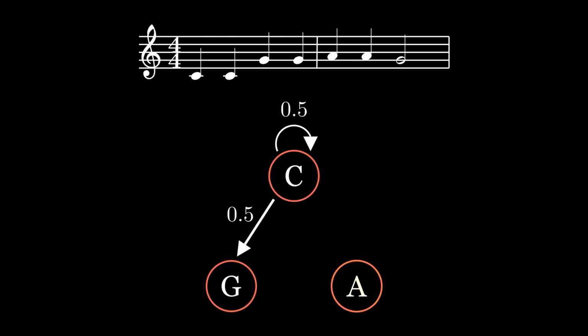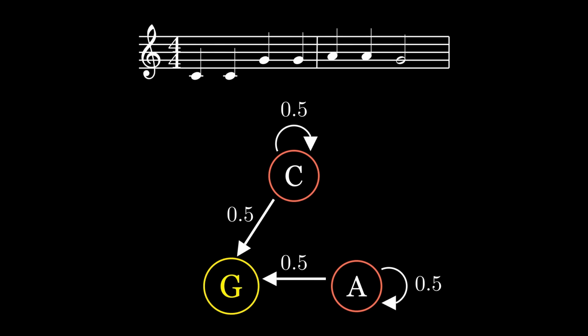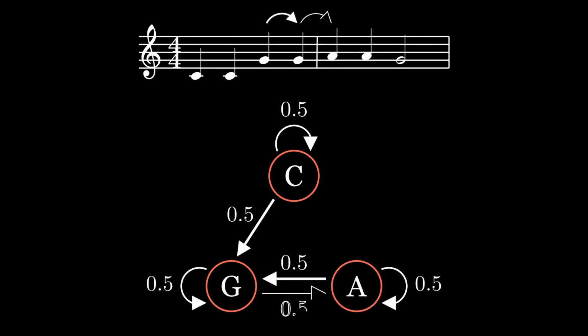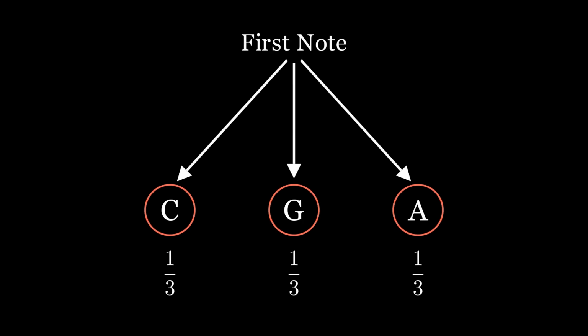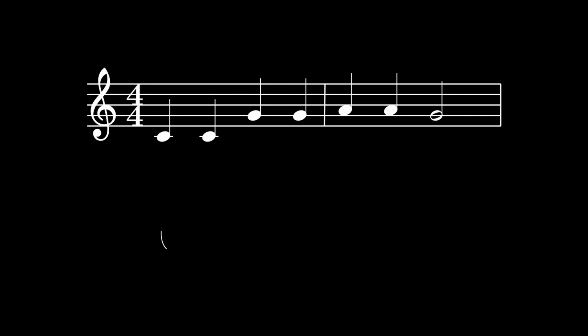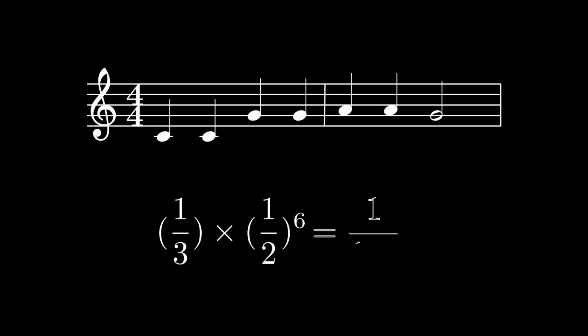Similarly, if we're currently on A, we can either stay on A or move to G, both of which also have an equal probability of occurring. And the same thing can be said for G, which can either stay on itself or move to A. The remaining transition probabilities are then all set to 0, and each note is given an equal probability of being the first note. Now, the probability of obtaining the original melody is 1 over 3 times 1 over 2 to the power of 6, or 1 in 192.